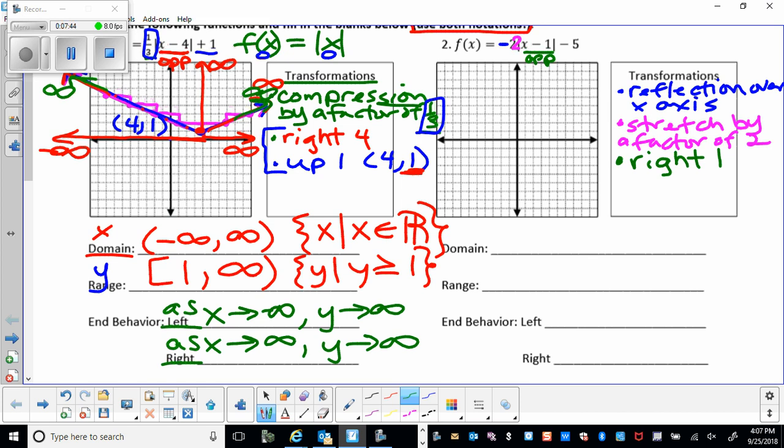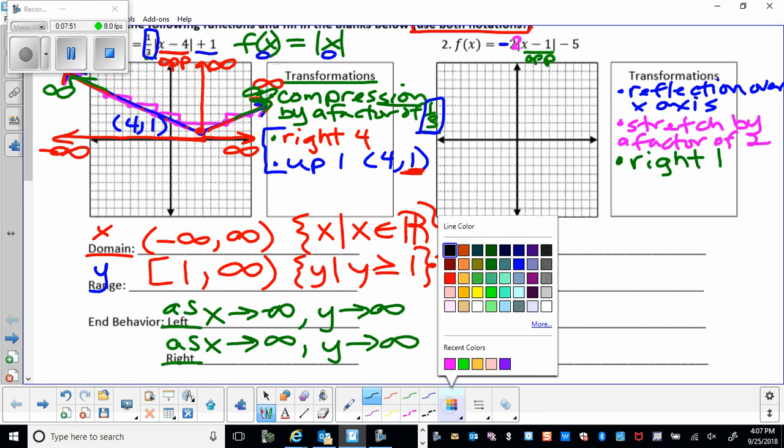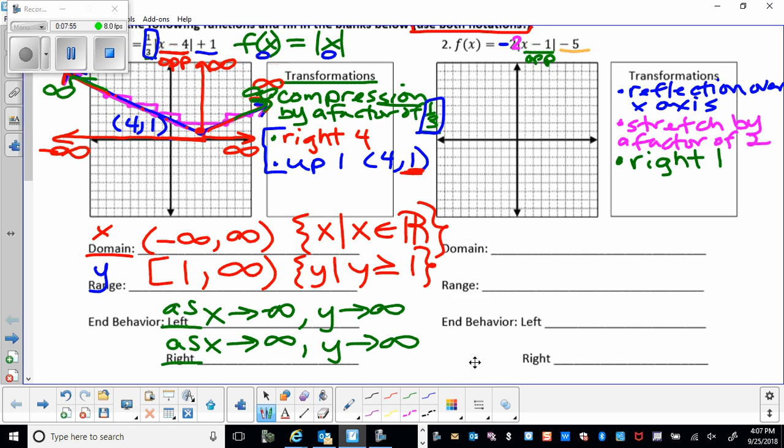And then my last one here, I've got a minus 5, right? So the minus 5 is going to go down 5. Okay? And these tell me where my vertex is. I'm going to go over 1, and I'm going to go down 5. So to the right 1 and down 5. That's my vertex.